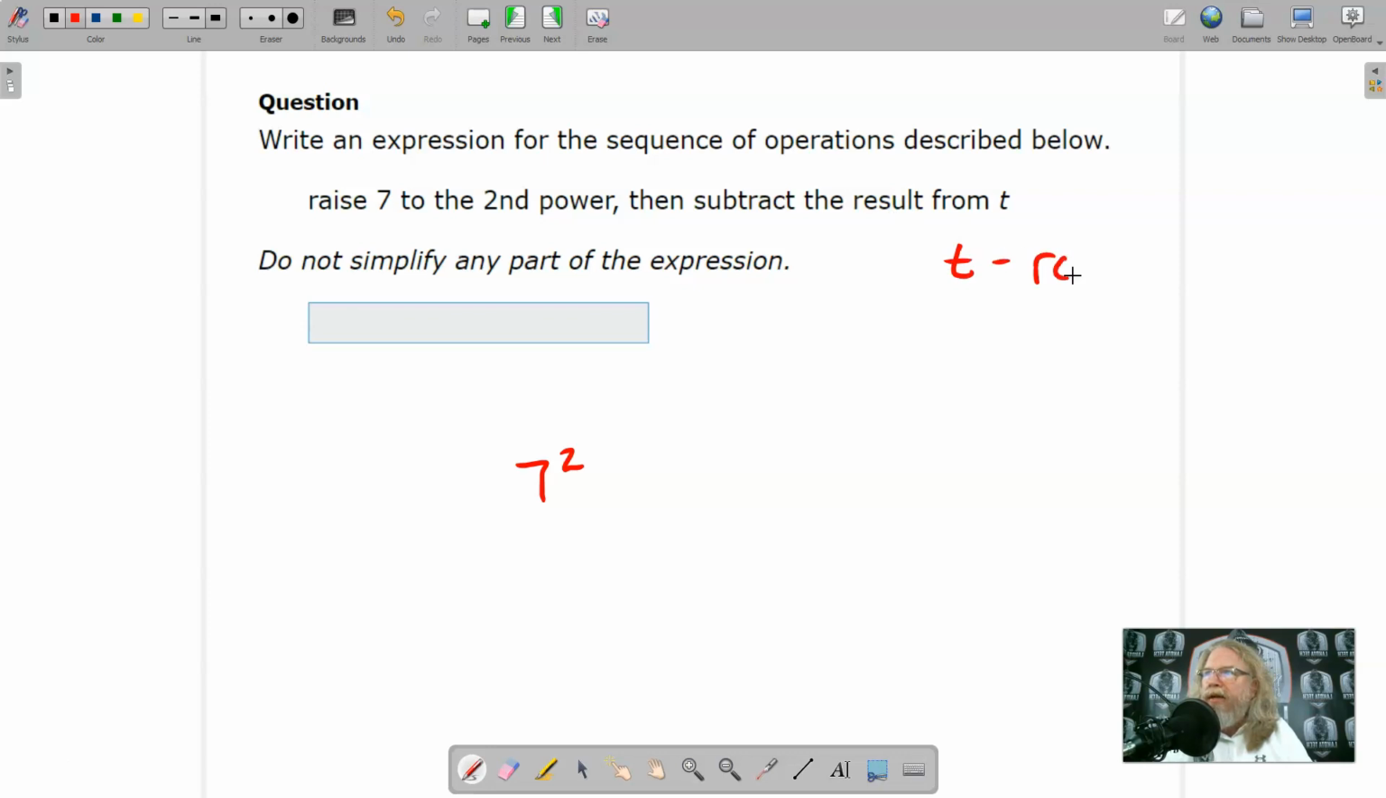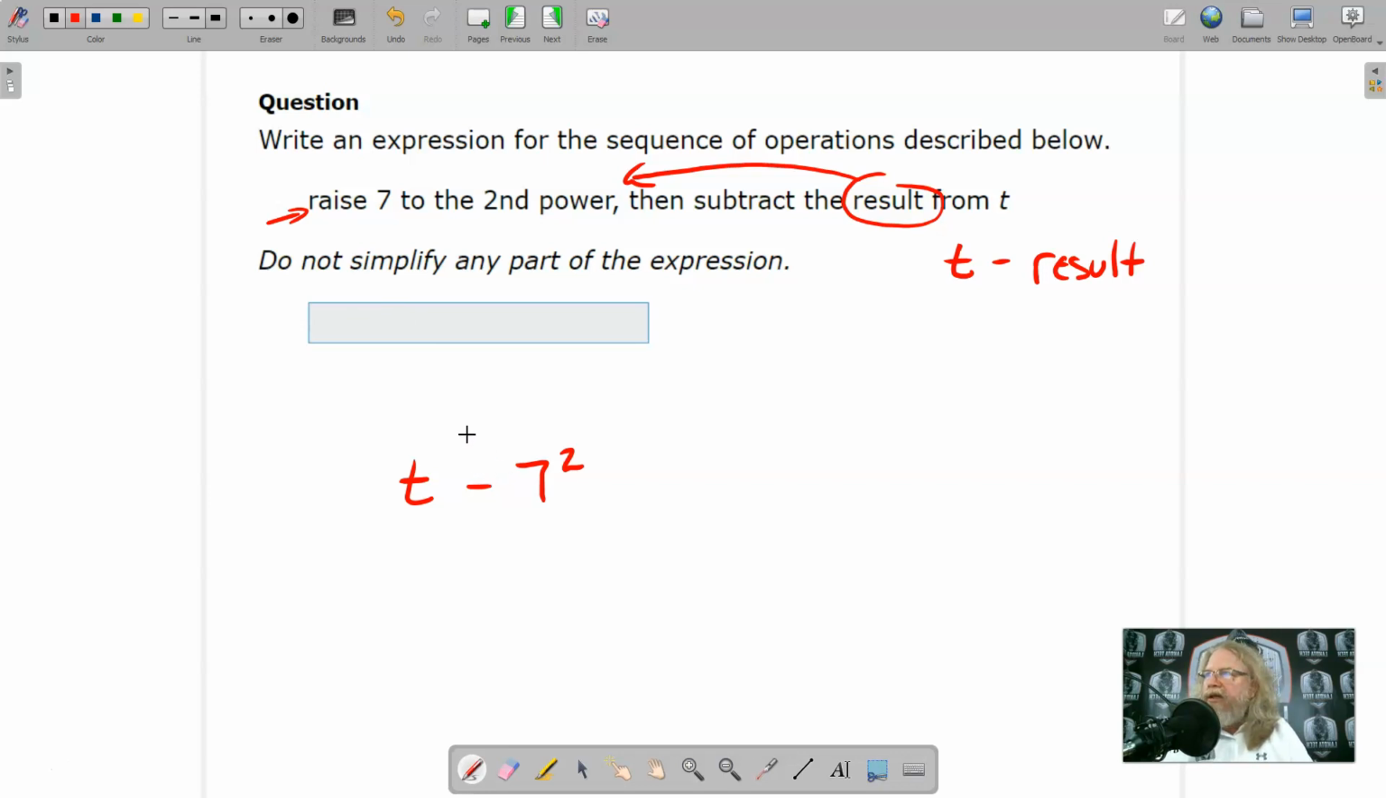We're subtracting the result. And whenever they say the result, what are they referring to right here? Well, they're referring to what we did over here, and that was 7 to the 2nd power. So that's going to be what's subtracted from t. So we do t minus 7 to the 2nd. Well, if you were working this out, you would have to first raise 7 to the 2nd power and then subtract that from t. So that agrees with what they're asking us to write here.